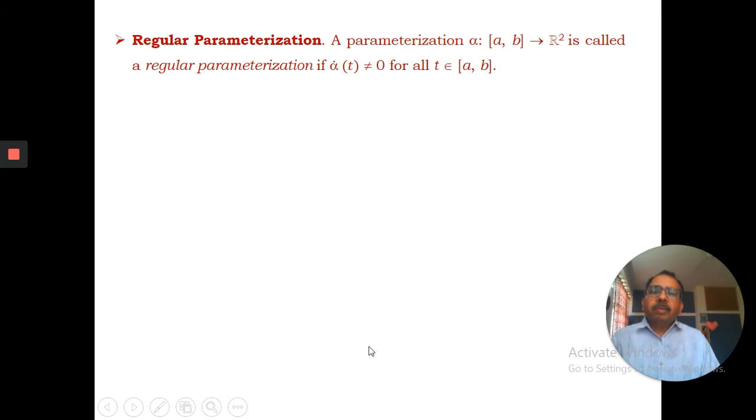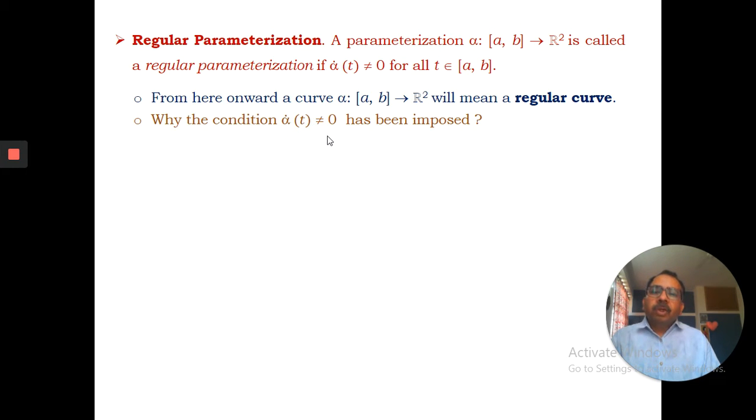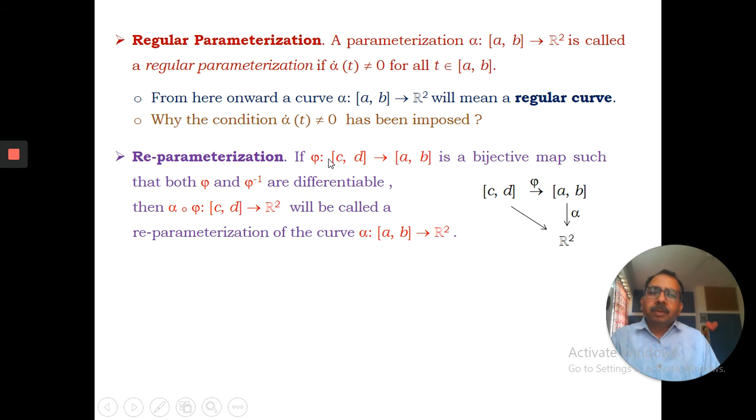Next is regular parameterization. A parameterization is regular if alpha dot(t), that is the tangent vector, is not 0 at any point. So from here onward, we shall assume that every curve is a regular curve, that is, the tangent at every point of the curve is non-zero. The students are advised to see why this condition has been imposed.